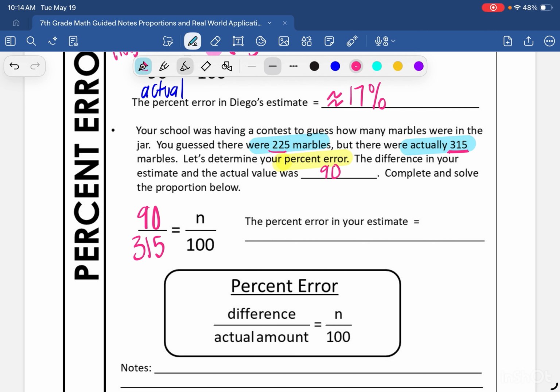Complete and solve the proportion. Okay, so I have my variable here in my numerator. I'm going to multiply each side by 100. So 90 times 100 divided by 315, and that's going to give me about 29%. Again, here is a summary of percent error, similar to percent change, but different. So the difference over the actual amount and then my percent ratio.